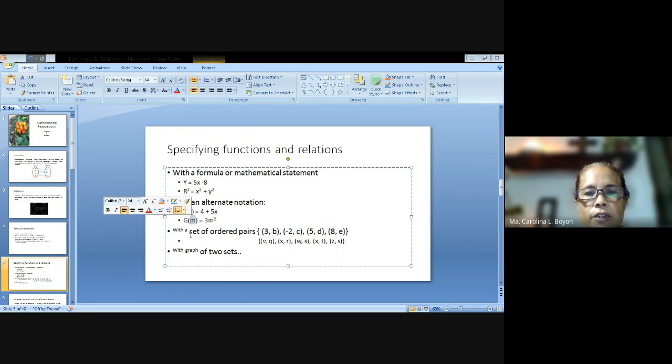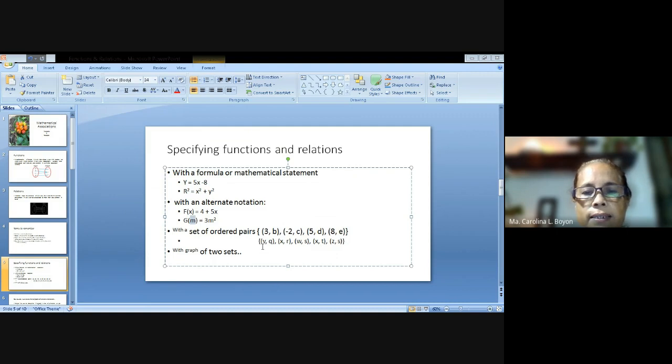Okay, so a function or relation can also be specified with a set of ordered pairs. Example will be this set: the first ordered pair is 3b, second is negative 2 and c, third is 5d, and fourth element is 8e. The first elements 3, negative 2, 5, and 8 will be elements of the domain of this ordered pair, and B, C, D, and E will be the elements in the range of this set of ordered pairs.